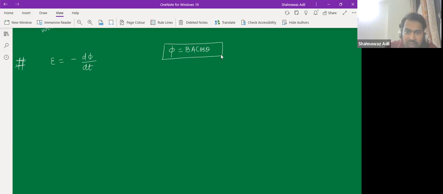So we have three parameters to change the magnetic flux. This is the magnetic field, so we can change the magnetic field to create this EMF. We can change the area to create an EMF, or we can change this angle, this theta. We can rotate to create the EMF. So where have you seen this example to create an EMF?